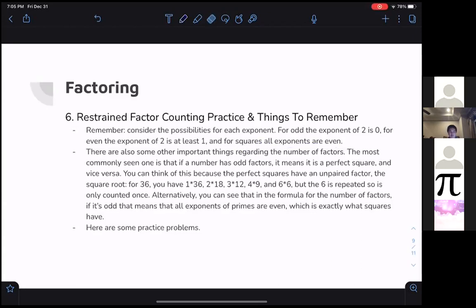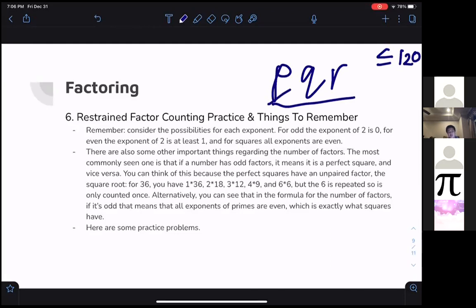And here are some practice problems. Oh, and I would like to mention, when you are doing casework in these problems, let's say you want to find the number of numbers of the form PQR where these are distinct primes and this number is less than or equal to 120 or something. You should do cases on what the smallest prime is. Let's say 2 is our first case, right? And then we want to find numbers that are the product of 2 primes.